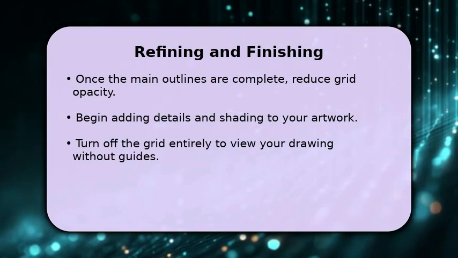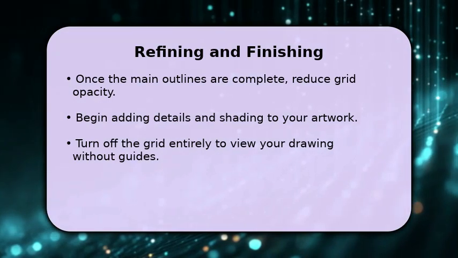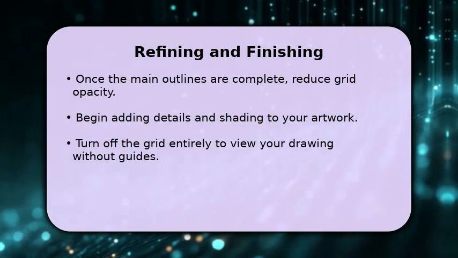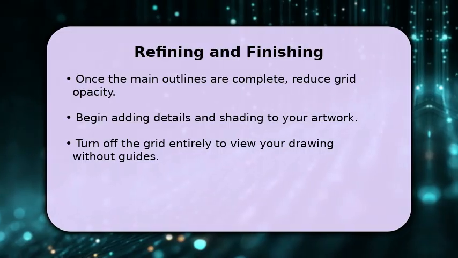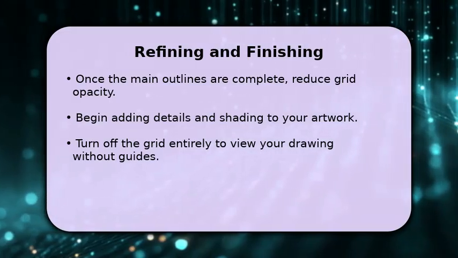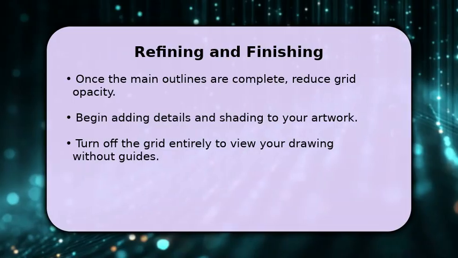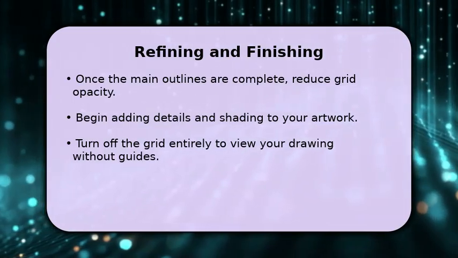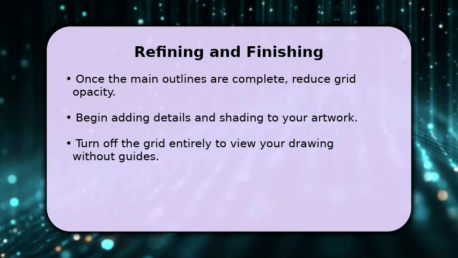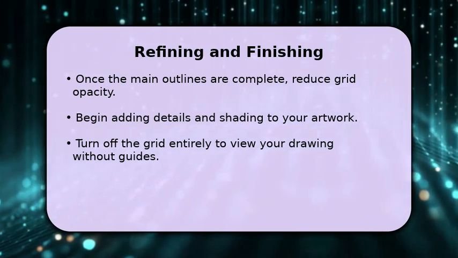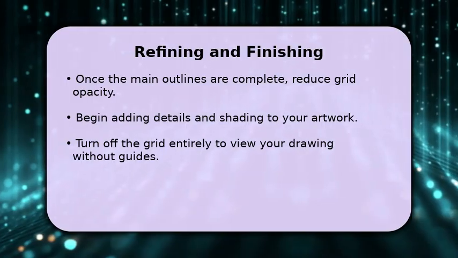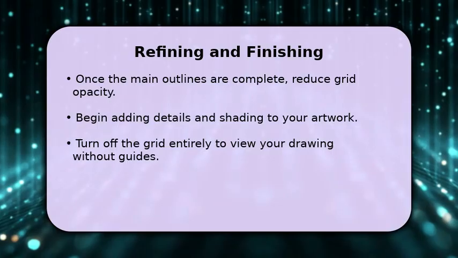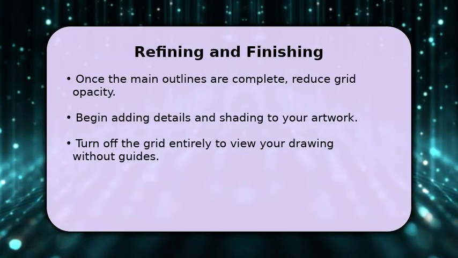After you've established the primary outlines and proportions using the grid, you can gradually reduce its opacity or even hide it temporarily. This allows you to see your artwork more clearly as you move into adding details, textures, and shading. Once you feel confident with the overall structure, completely turn off the grid. This final step helps you evaluate your drawing as a complete piece, enabling you to make any last-minute adjustments to ensure a polished and professional result.